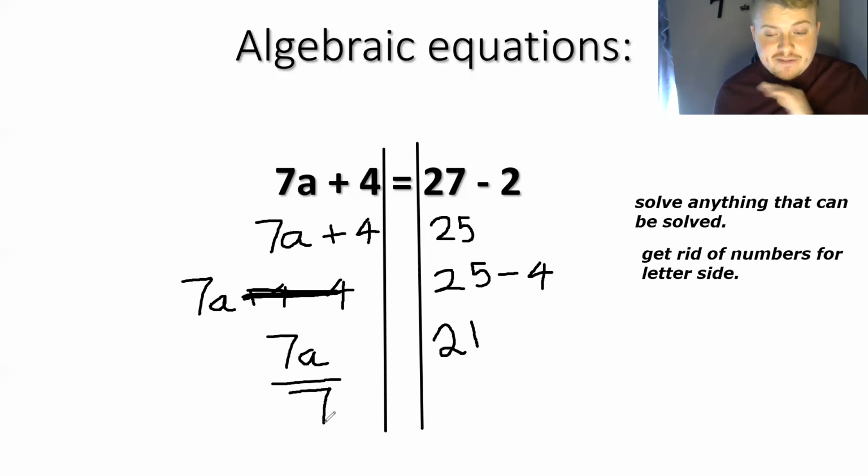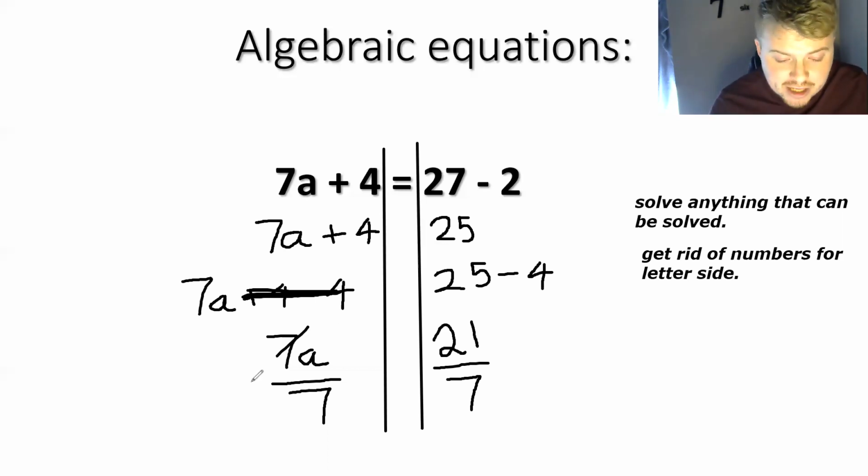And because I've divided by 7 on the left side, I've got to divide by 7 on the right side. Okay, so let's look at the left-hand side. We've got 7A divided by 7. We've got times 7 divided by 7. They cancel each other out, okay? So that goes. We're left with just A.